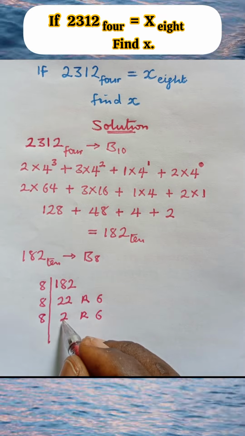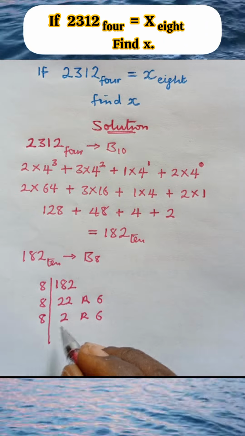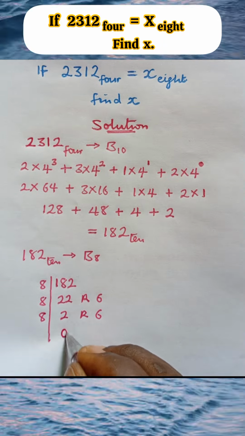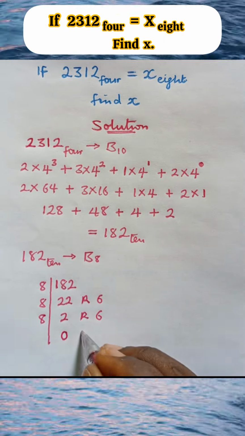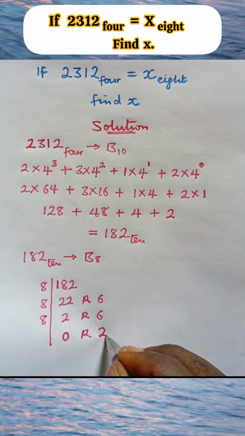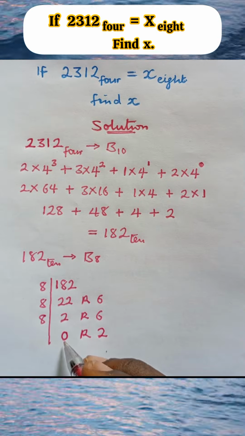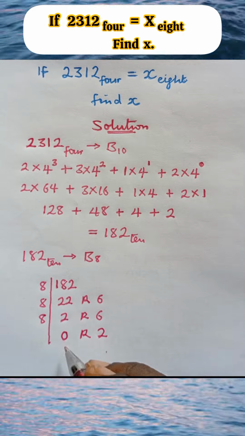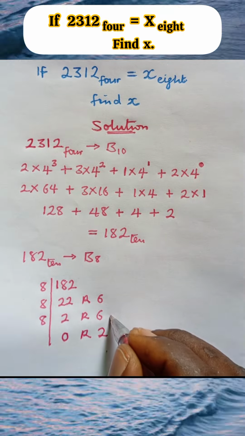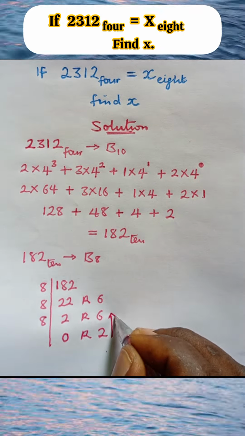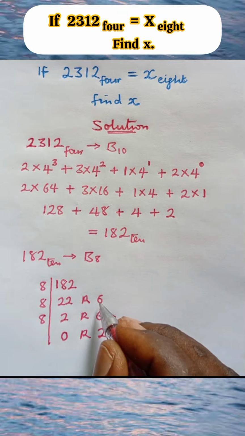This time around we have 2, which is less than the divisor. So 8 into 2 cannot go. So you write down 0 and transfer this 2 here as the remainder. So we have remainder 2. And when you have 0, we have come to the end of the division. We take our answer from down upwards. So the answer is 266.